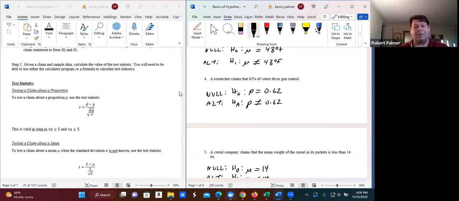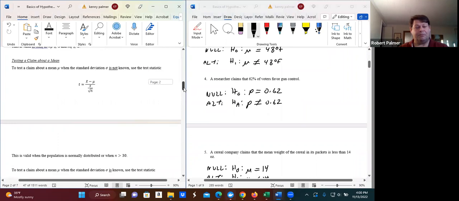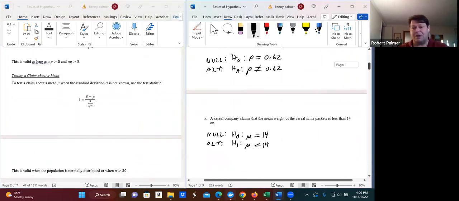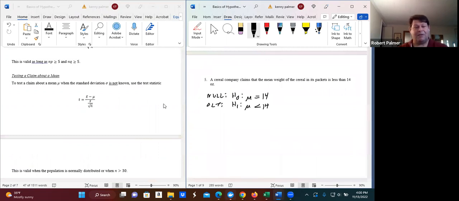Now, if we test a claim about a mean, we're also using a z-score, and actually we use a couple of different ones depending on our circumstances. If it's a problem with a mean like this, and the standard deviation is not known, we use a t-statistic. Here x bar is our sample mean, mu is our population mean, the one we assumed in our null hypothesis, s is your sample standard deviation, and n is the sample size.